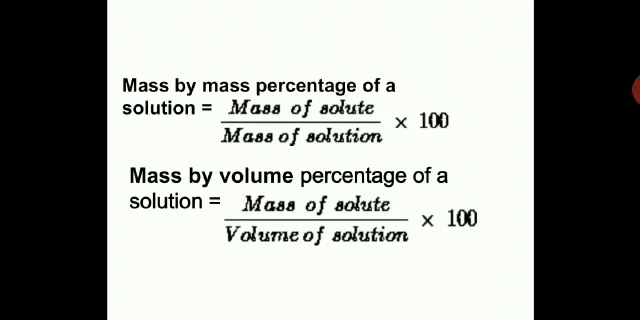First of all, have a quick look at the formulae. I hope you have written this down in your notebook. If not, please take it down. See the difference in the formula just now discussed with you all. Mark the difference. Mass by mass percentage of a solution is equal to mass of solute upon mass of solution into 100, whereas mass by volume percentage of solution is equal to mass of solute upon volume of solution into 100. So these are the two formulae we have, and we are going to do some solving based on this.